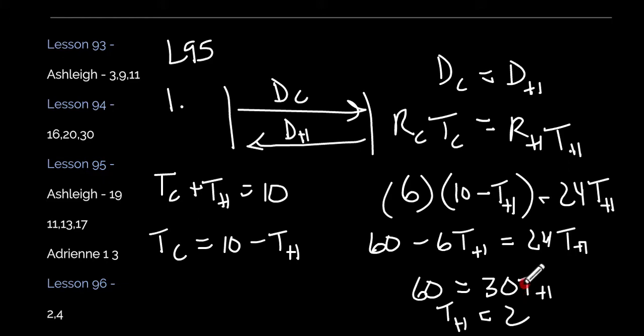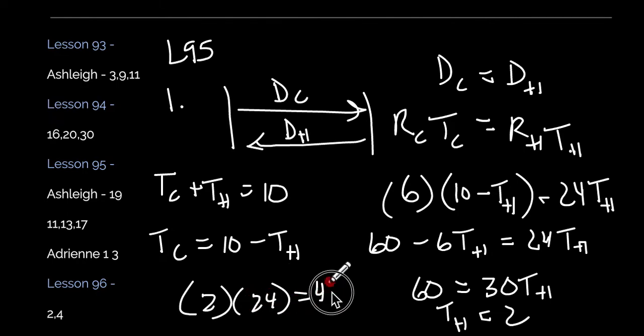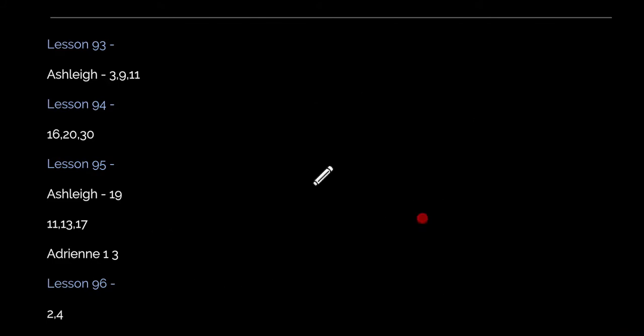And so then we have to see what they're asking for. They want to know the total distance. So you have to take time home, which is 2, times the rate home, which is 24. And so it's going to be 48 kilometers. There you go. I did number 1. Okay, number 3.